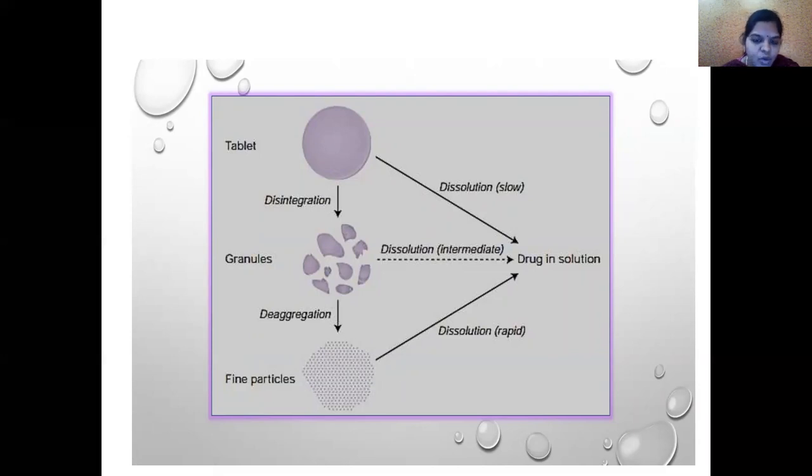Clearly note down the point. The availability of fine particles will be more for dissolution. The granules will be intermediate, and the dissolution of the drug directly is very slow, because the fine particles will be formed after deaggregating your granules. These fine particles will be solubilized more rapidly than granules and tablets, right? So the availability of drug in solution will be in the form of fine particles only.